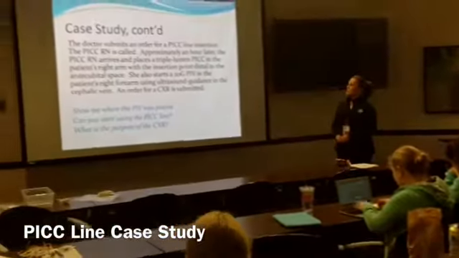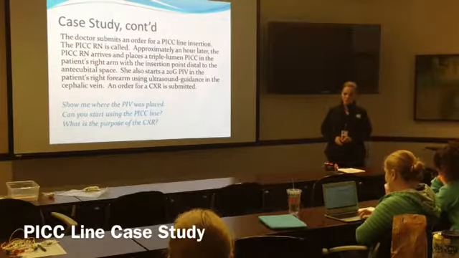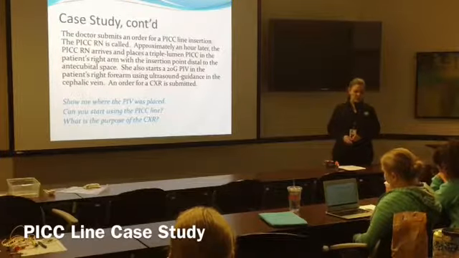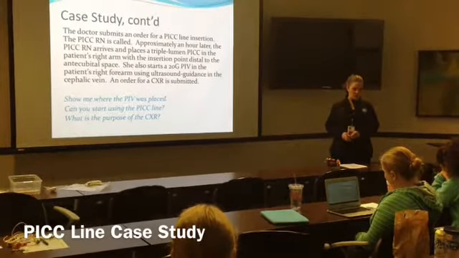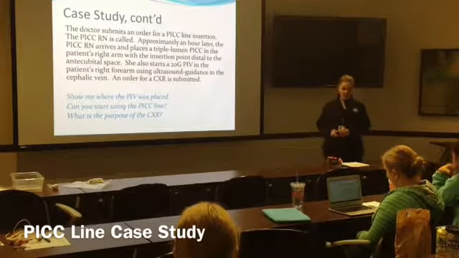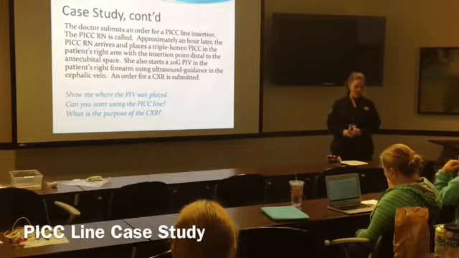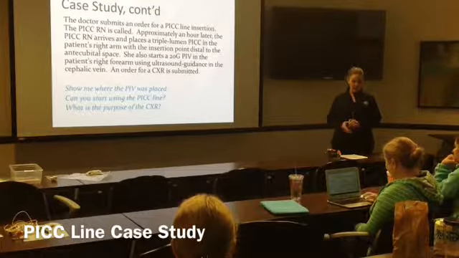Okay. So the doctor submits an order for a PICC line, and the PICC nurse is called. Approximately an hour later, the PICC nurse arrives and places a triple lumen PICC in the patient's right arm with the insertion point distal to the antecubital space. She also starts a 20-gauge peripheral IV in the patient's right forearm using ultrasound guidance in the cephalic vein. An order for a chest X-ray is submitted.